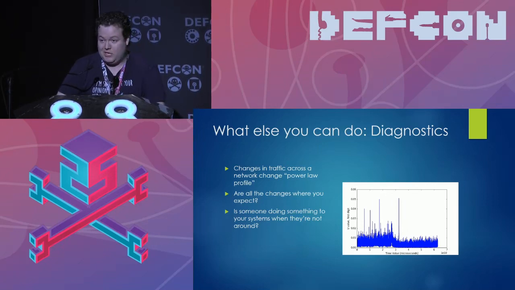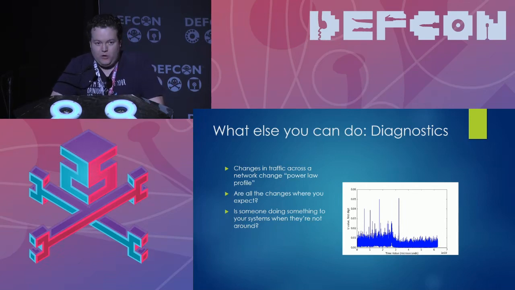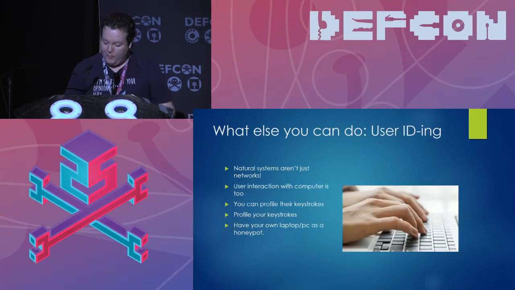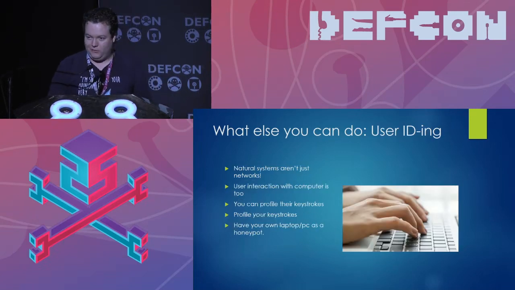So basically, if you see a change that isn't regular and doesn't match with any of your activities, you might see someone doing something to your network, doing something to one of your computers, or something is broken. And that's pretty helpful too, I guess. However, that's not the only thing we can look for changes in. We can look for changes in your user.